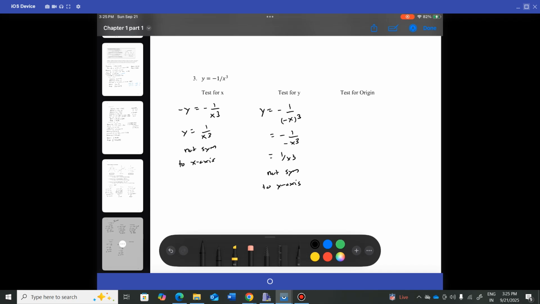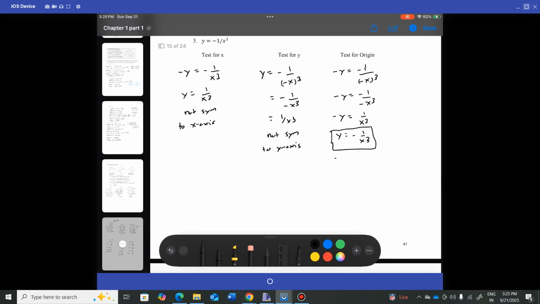And then we'll do the origin. Negative y equals negative 1 over negative x cubed. So negative y equals 1 over x cubed, so y equals negative 1 over x cubed. This is the same. So we have symmetry to origin. And a lot of rational functions will have that. Not all, but a lot will.